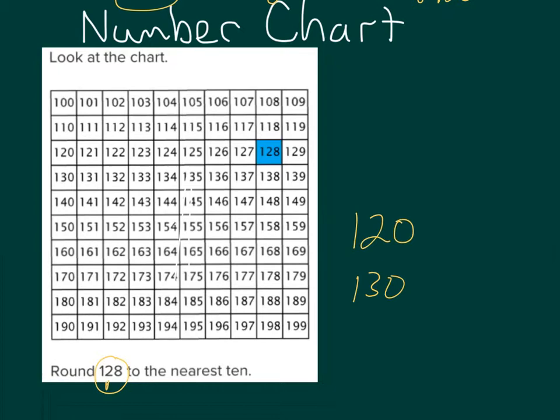120 is right here. 130 is right here. The midway point is 125. So 128 is past the midway point. That means it is closer to 130. So it's 130. 130 is the answer. 128 rounded to the nearest 10 is 130. Okay.